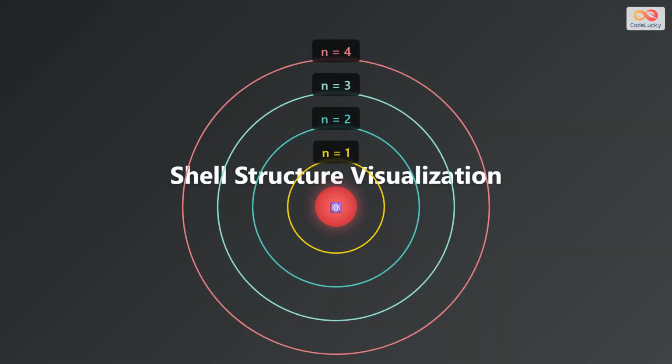Visualizing the shell structure helps us understand how electrons are arranged around the nucleus. The nucleus sits at the center of the atom. The first shell, n equals 1, is closest to the nucleus. Moving outward, we find the second shell, n equals 2, then the third shell, n equals 3, and the fourth shell, n equals 4. Each successive shell is farther from the nucleus. This arrangement creates a layered structure where electrons occupy different distances from the atomic center.